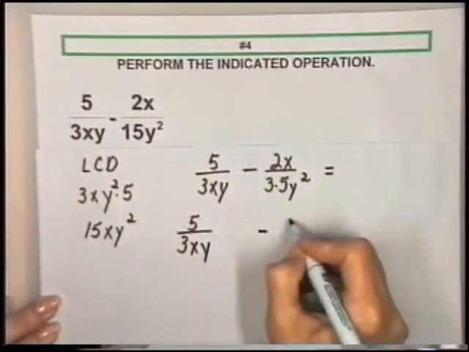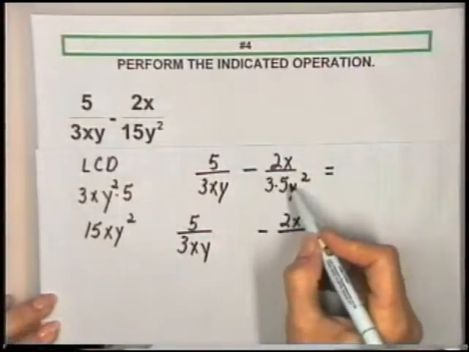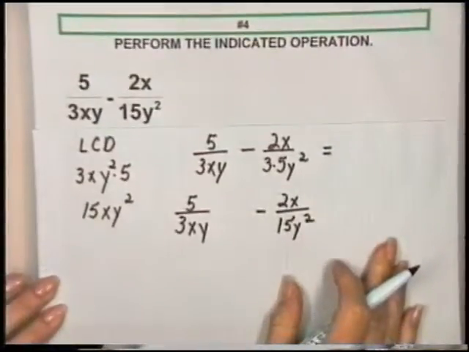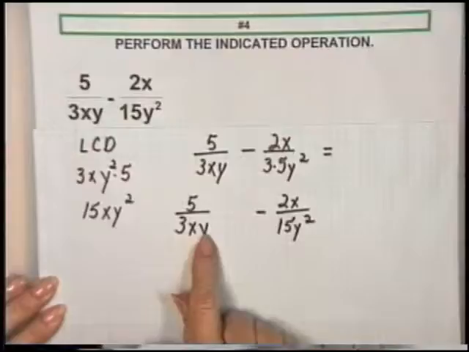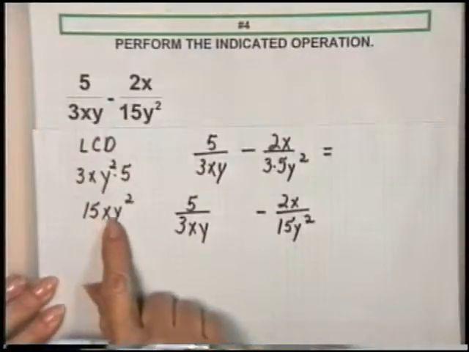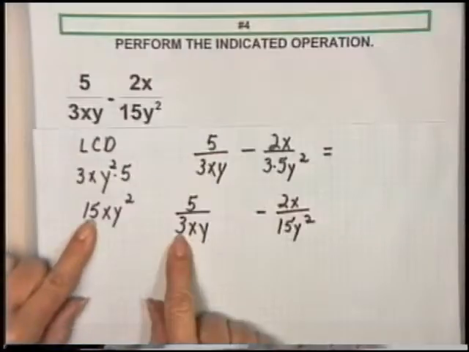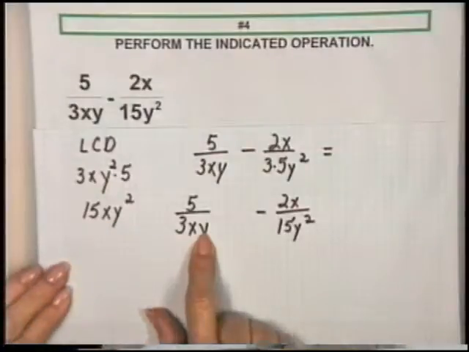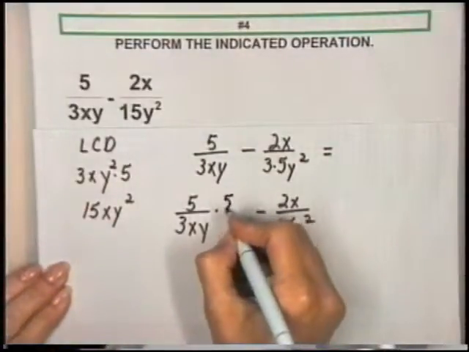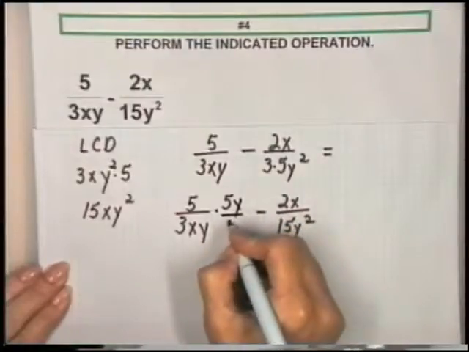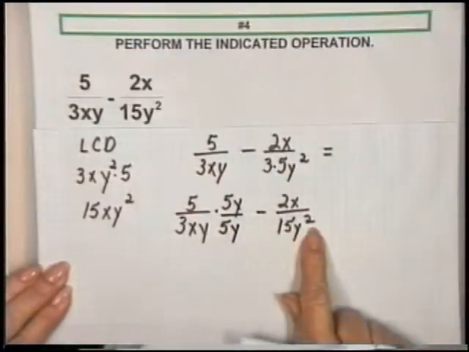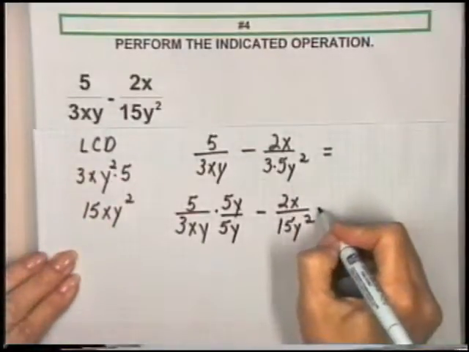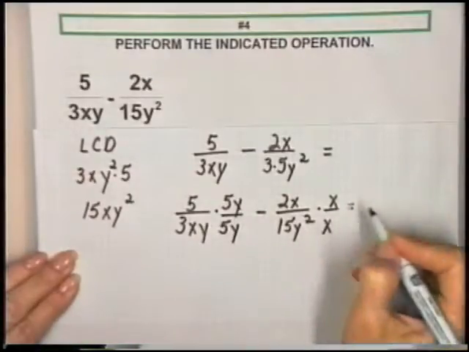Now, let's get our equivalent fractions. I would prefer to write this as 15y squared. I want to figure out what to multiply 3xy by so that the result is 15xy squared. I need to multiply the 3 by 5 to get 15. I have my x, and I need to multiply the y by y to get y squared. So we will multiply by 5y over 5y. For the second fraction, I have my 15, I have my y squared, I need my x. So I will multiply by x over x.